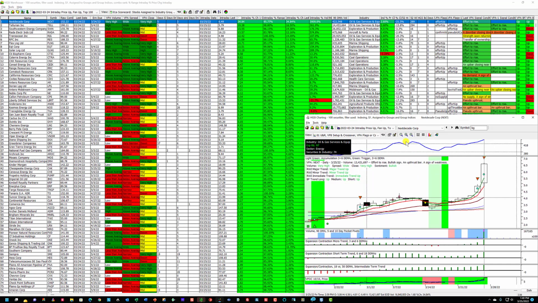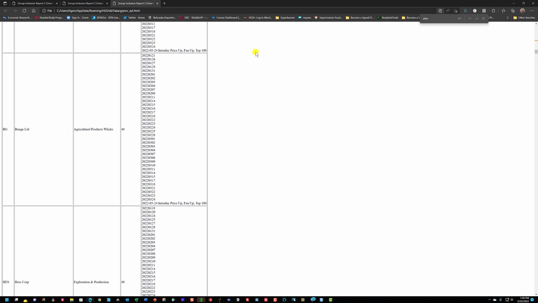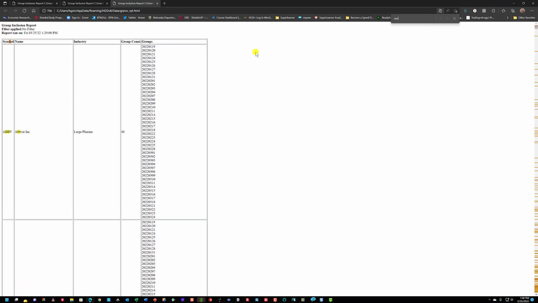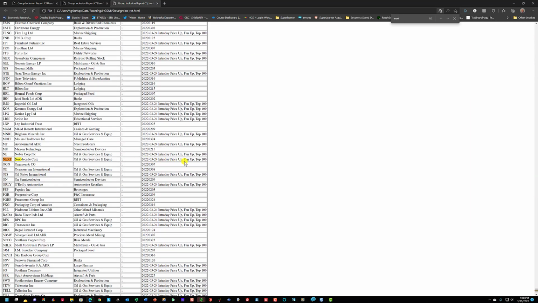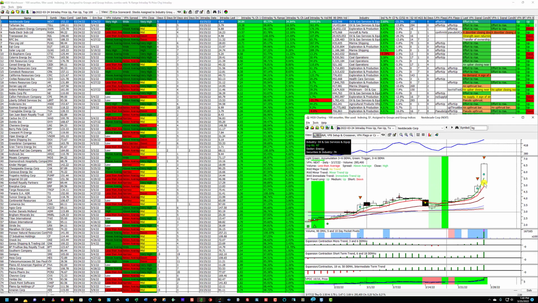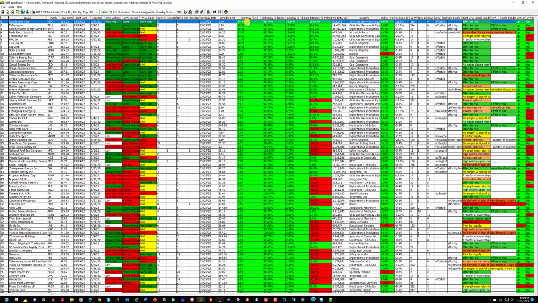Now look at this next. This one is on fire today. Just out of curiosity, let's see if I've got it in this list here. I'll do a Control F. Whoops. No, it's just coming up today. Oil and gas services. It hasn't shown up as a leader before. But there are lots of ways to spot stocks like this intraday. This is one of them because it's up 34.84% and it is coming up in the intraday price up, fan up, top 100.